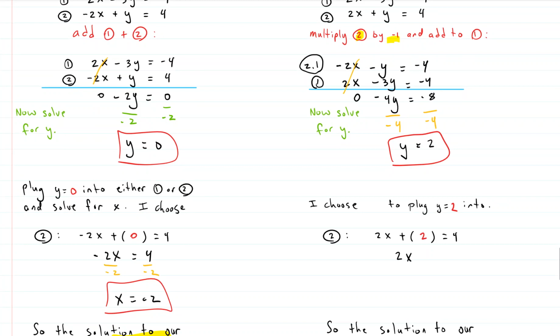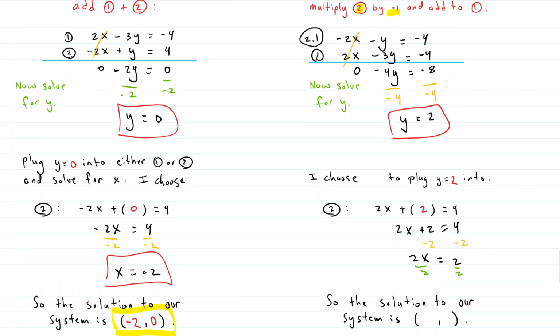So we have 2x plus 2 equals 4. We need to get the x by itself, so we'll take 2 over. That gives us 2x equals +2, and now we need to divide by 2, and that gives us what? x equals 2 over 2, or 1. So our solution then is x equals 1 and y equals 2.